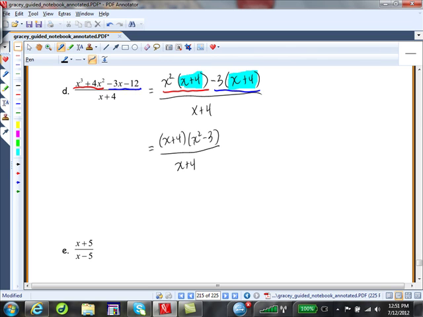Now, if you have an expression that's in a denominator, there's an implied parentheses around that. So you tell me, are there any parentheses that are exactly the same in every way? Good. X plus 4 goes into itself once. So this expression will simplify to be x squared minus 3.